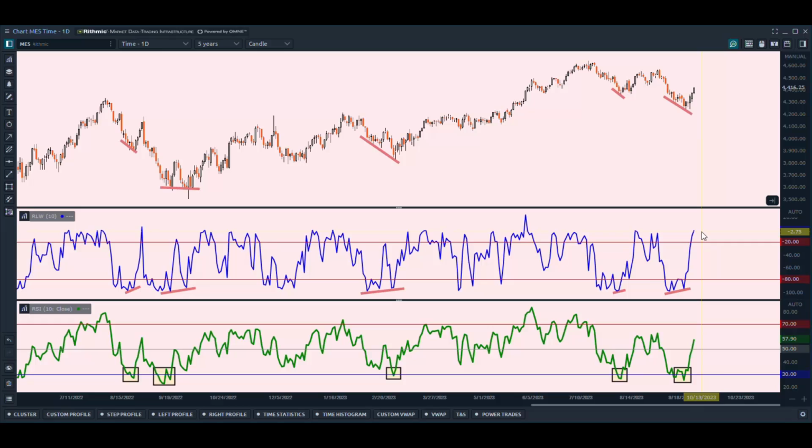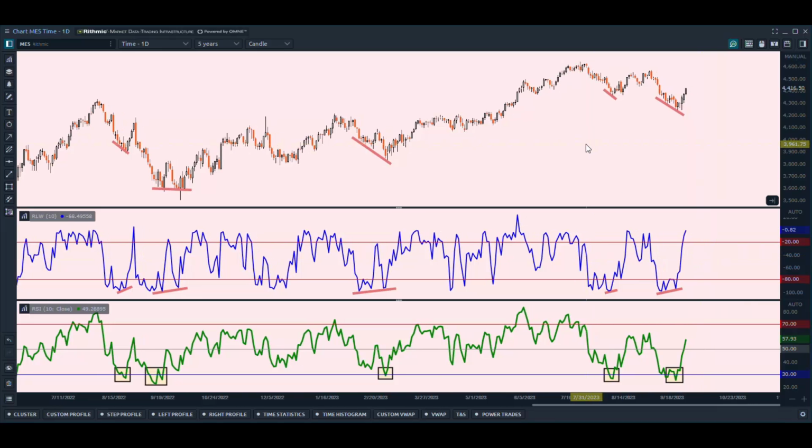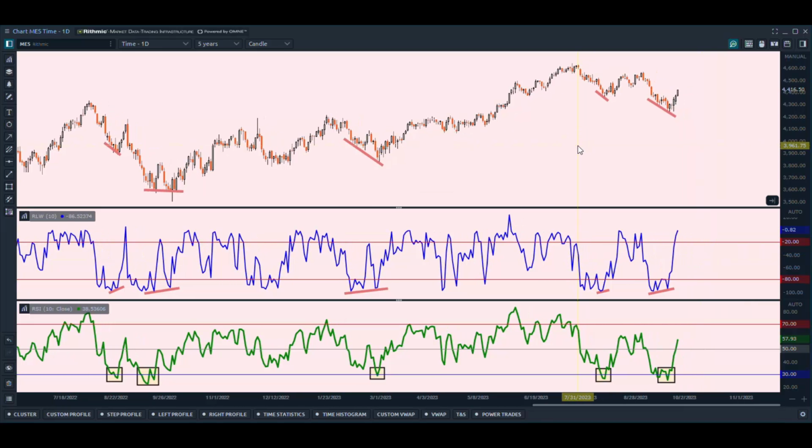And then once the RSI becomes overbought or oversold, that's your signal where things may be getting close to a reversal. And that's where the RSI comes in. The best way to use the Williams percent range is for divergence.